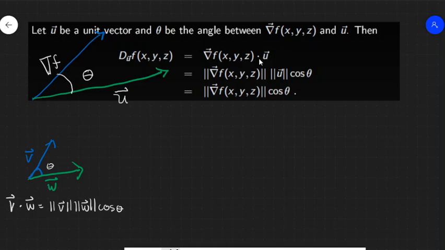And since this dot product is equal to the directional derivative, then we now have another formula for the directional derivative, which is given by magnitude of grad f times cosine of the angle between grad f and the unit vector. So what can we conclude about this new formula for the directional derivative?